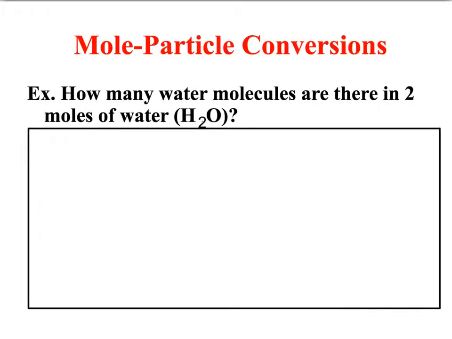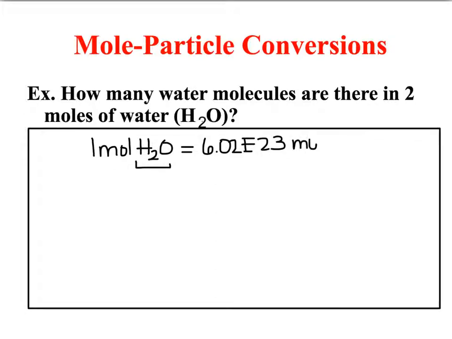Okay, so now that you know what a mole is, we can learn how to do a conversion between moles and particles. In this case, it says: how many water molecules are there in 12 moles of water? We already know from our previous slide that 1 mole of anything, water in this case, would be equal to 6.02 times 10 to the 23rd molecules of water.